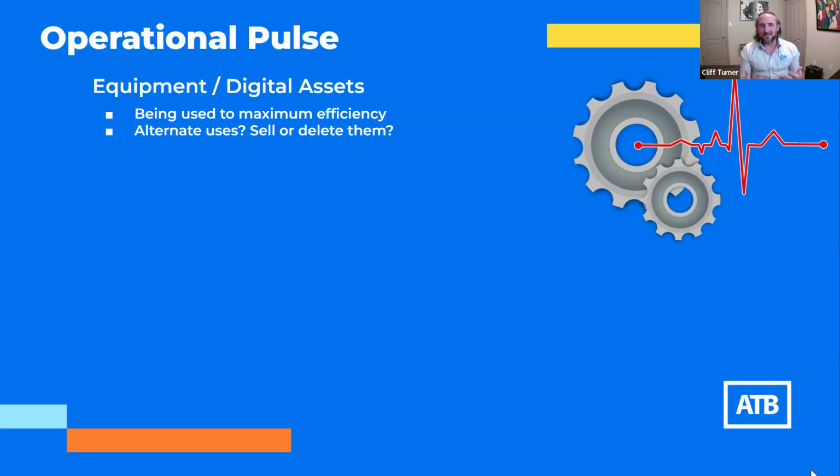Am I really using this to its capacity? Some things you might be able to find alternate uses for. A piece of equipment that's being used in one way could help in another process in your business, and maybe it needs to do double duty to get maximum efficiency out of it, whatever that happens to be. But the big question to ask, and I see this definitely with digital assets with a lot of people, personally and on the business side, is are you actually using them?